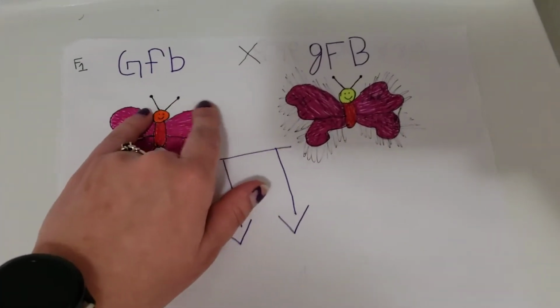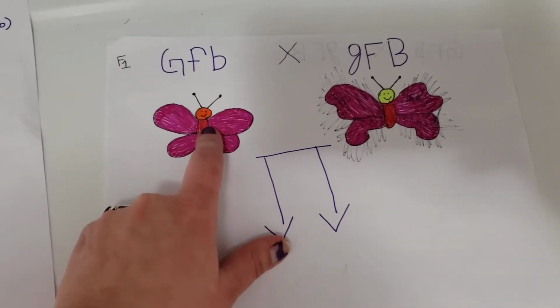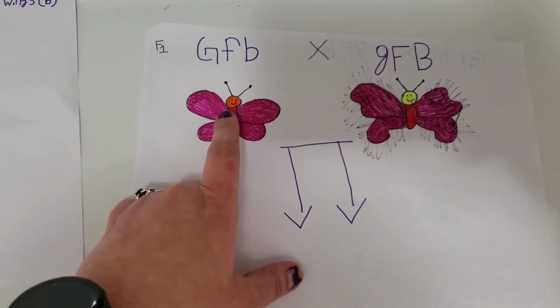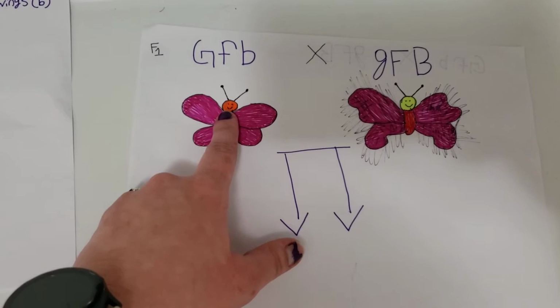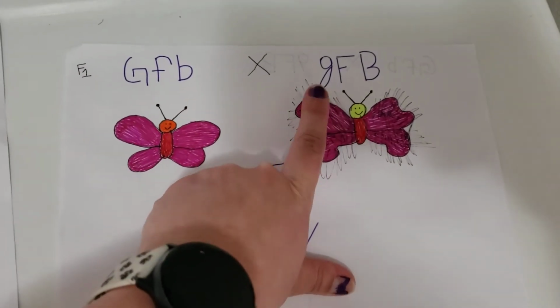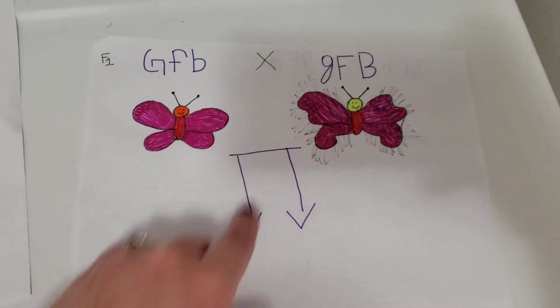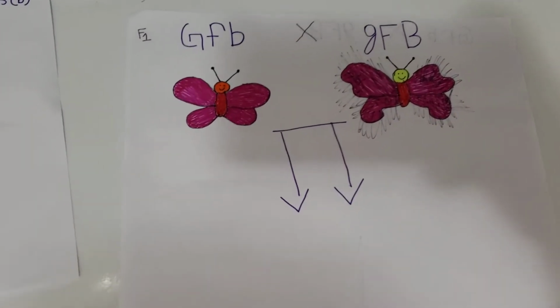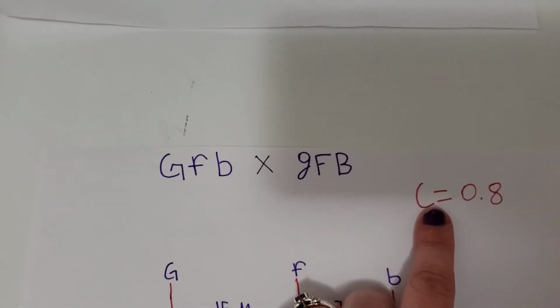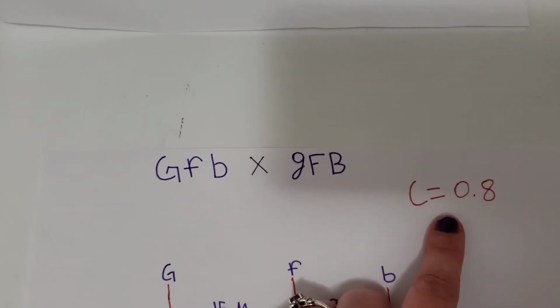So now, for our F1 generation, we're going to cross our purebred orange butterfly with smooth, straight wings, with our yellow-headed butterfly with bent, fuzzy wings. Our coefficient of confidence is going to be 0.8.